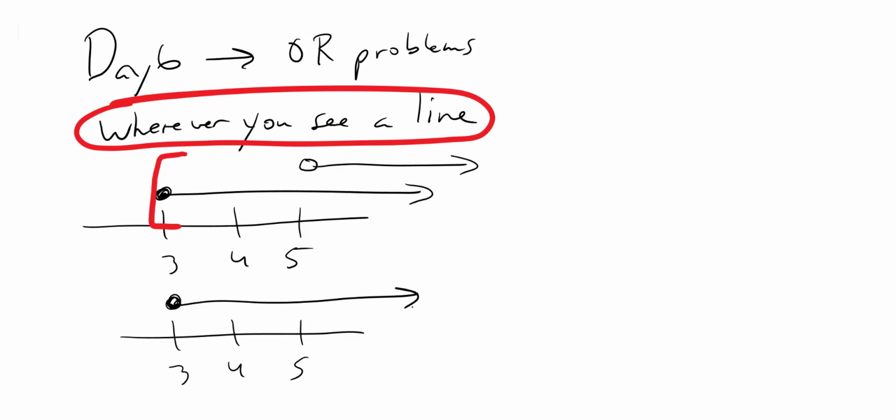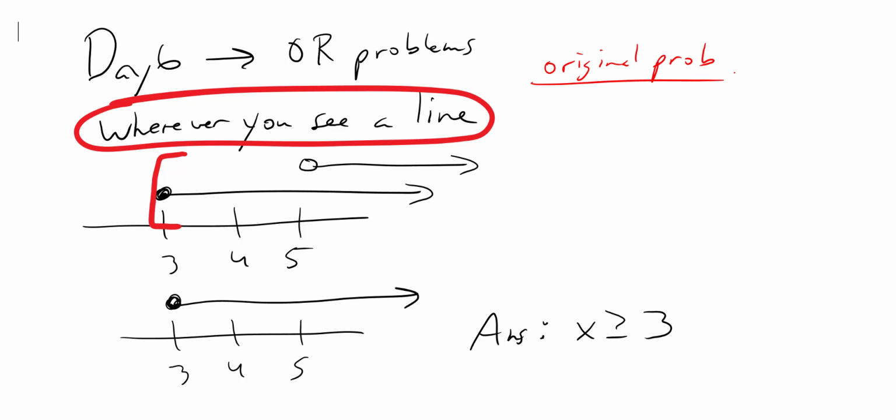So your final answer is going to look like this: x is greater than or equal to 3, because that's where you see a line at 3. Now the original problem, which you'll get for homework or on your quiz or test, is going to look like this: x is greater than or equal to 3, or x is greater than 5.